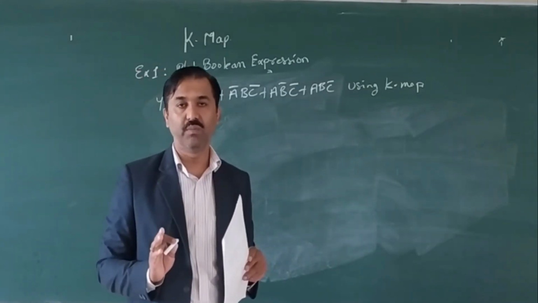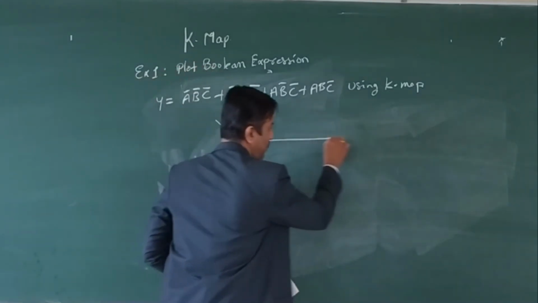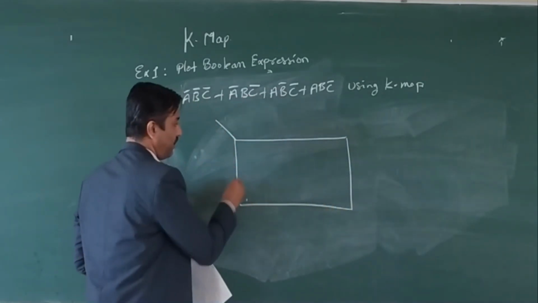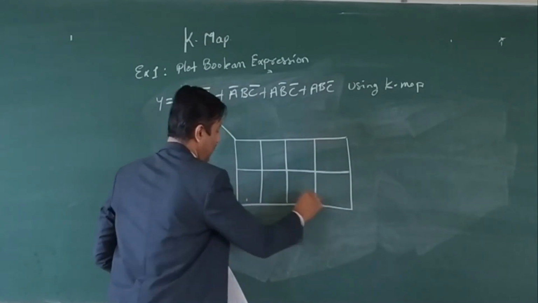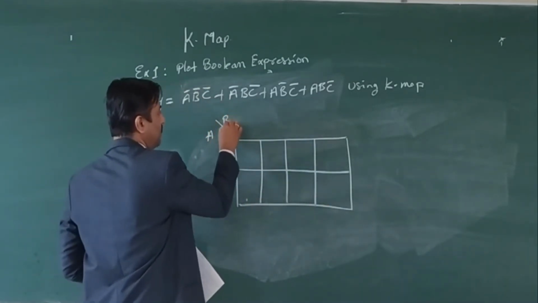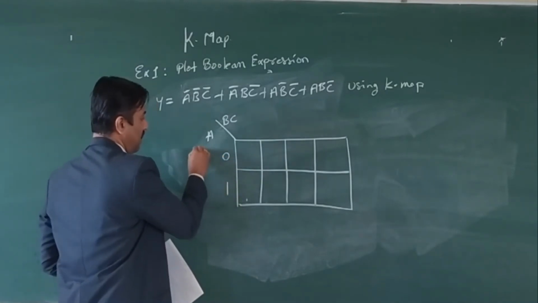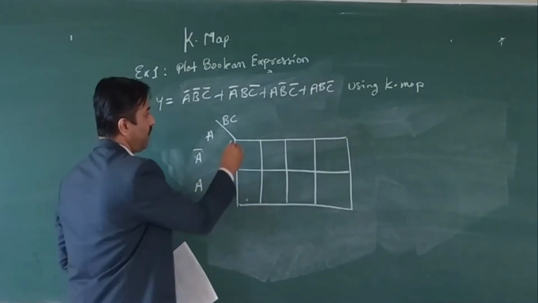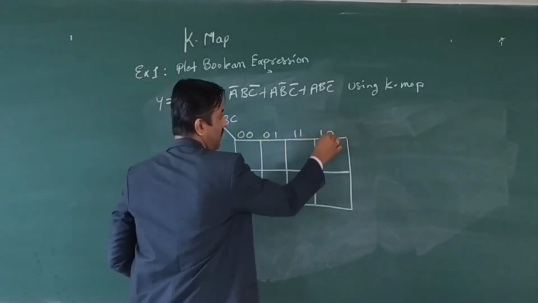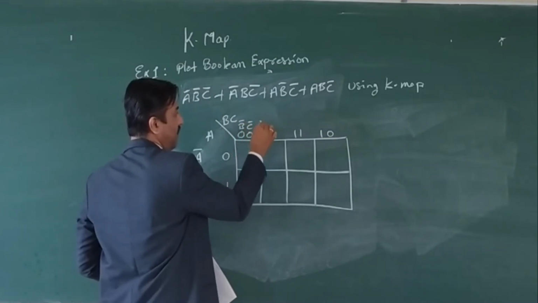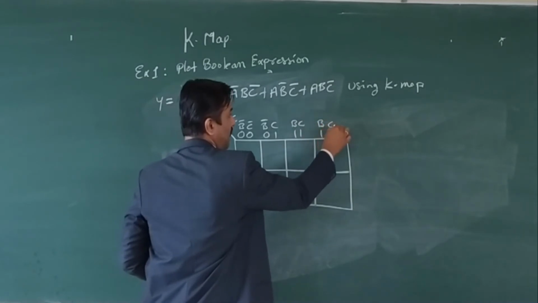Totally there are going to be 8 cells. So let us repeat the same procedure, plotting the K-map with 8 cells. As I have used A, B, C, so A bar, A, and 0, 0, 0, 1, 1, 1, 1, 0. This is B bar C bar, B bar C, B C and B C bar.